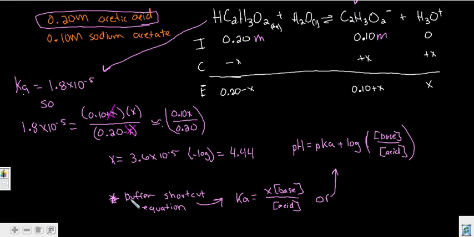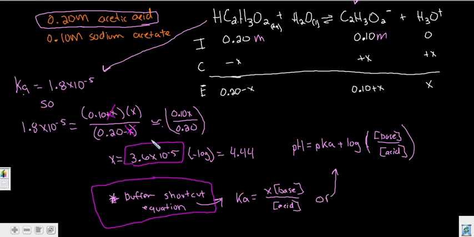And actually that's something you can just use from here on out to figure out a buffer. This is what I call my buffer shortcut equation. Not mine, but that's what we use. So Ka equals x times the molarity of the base divided by the molarity of the acid. The molarity of our conjugate base was 0.1, so x times 0.1, divided by the molarity of our acid, which was 0.20. Let's go ahead and solve that. We simply multiply by 0.20 and then divide by 0.1, and we get this right here.